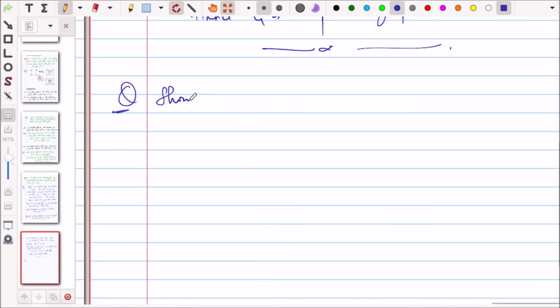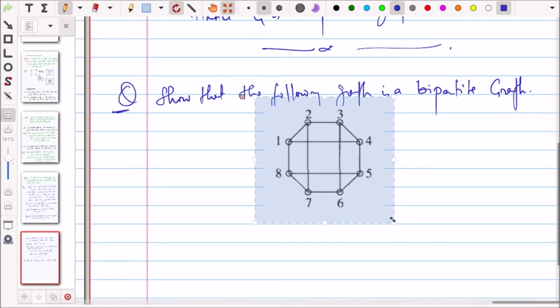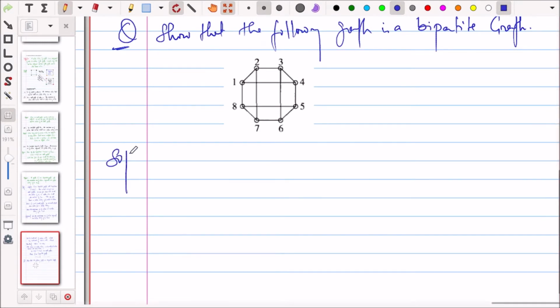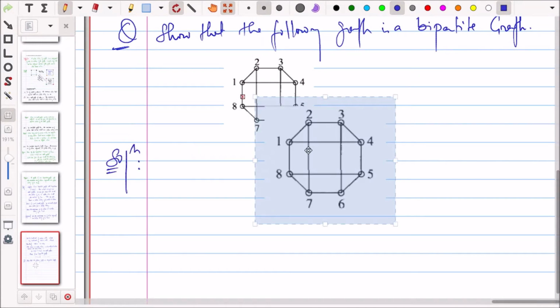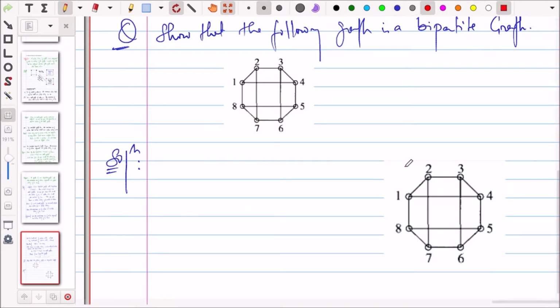Question: show that the following graph is a bipartite graph. Because this is a graph, we have to show that it is bipartite. So how we will show that? Let us try to give it a proper coloring. So 1 को suppose we have given red color. अब 1 से जितने भी एडजेसेंट हैं उनको we have to give a different color.